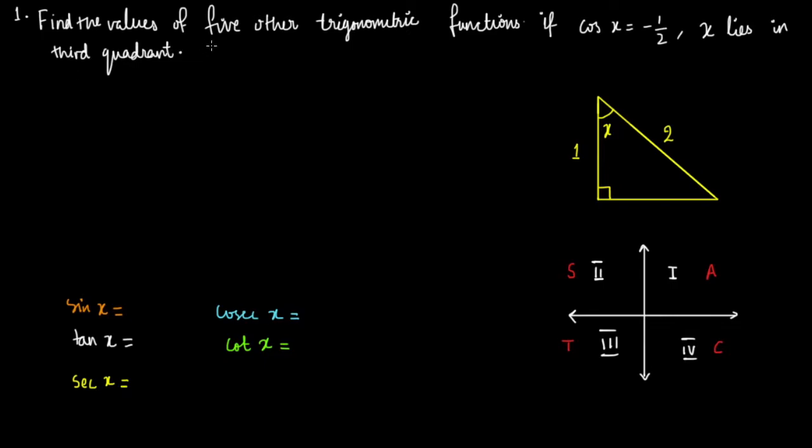Find the values of 5 other trigonometric functions if cos x is equal to minus half, x lies in the third quadrant.